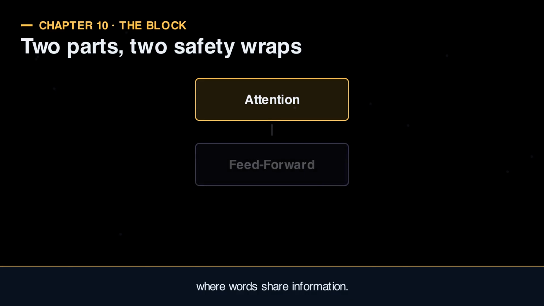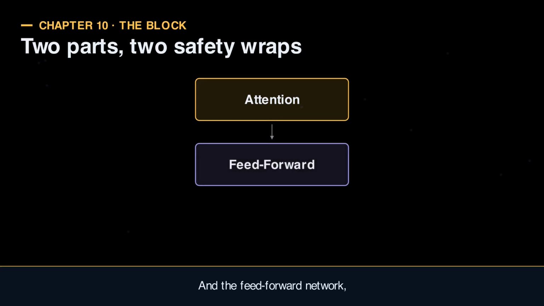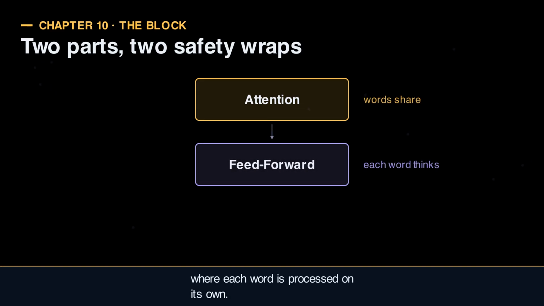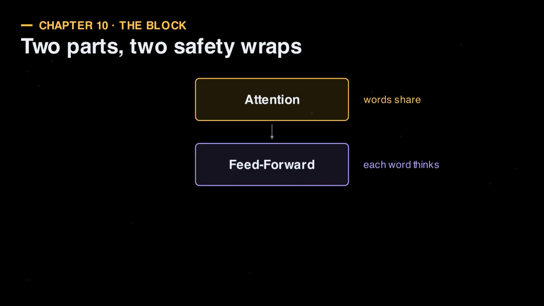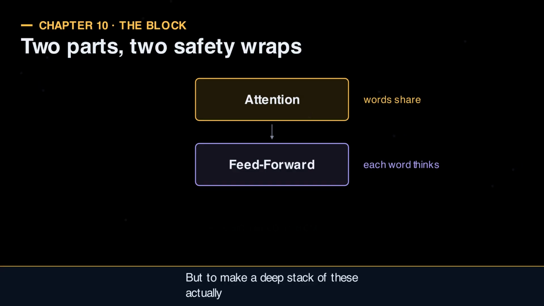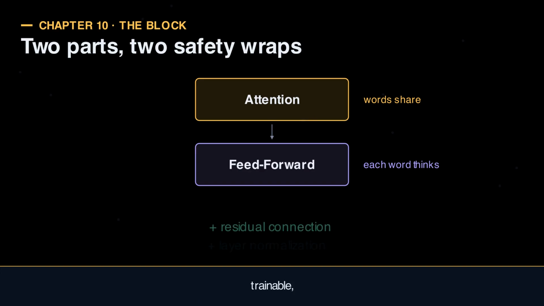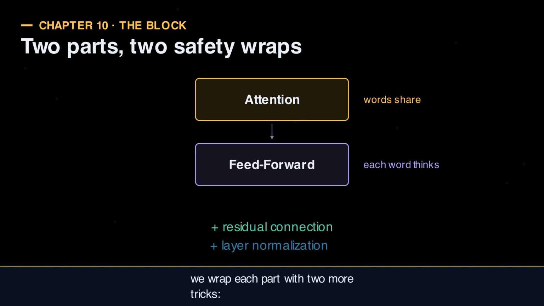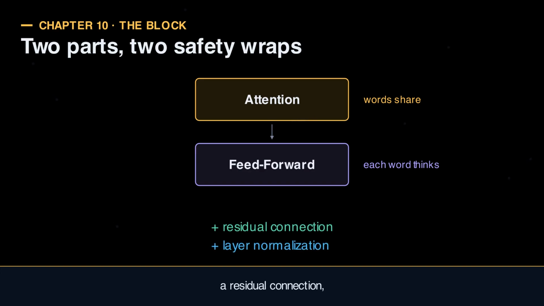Attention, where words share information. And the feed-forward network, where each word is processed on its own. But to make a deep stack of these actually trainable, we wrap each part with two more tricks: a residual connection and layer normalization.